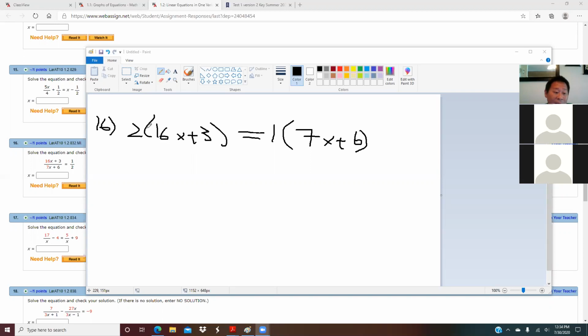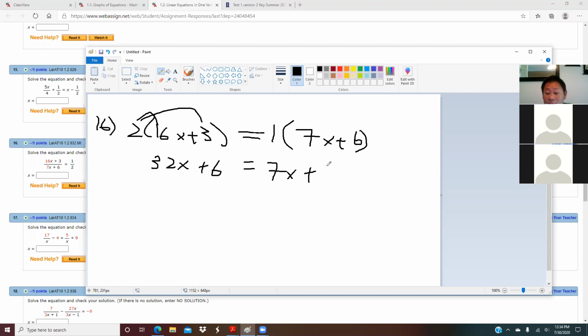So let's distribute the 2. You will get 32x here, and then you distribute the 2 to the 3, you get a positive 6. And then the 1 you distribute becomes 7x plus 6, because 1 times 7x plus 6 is the same thing. Now, usually I want to combine like terms. I will make all the x on one side. I pick the smaller x, so 7x here. So I will subtract 7x in this case.